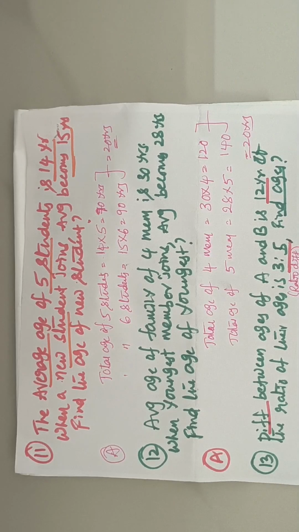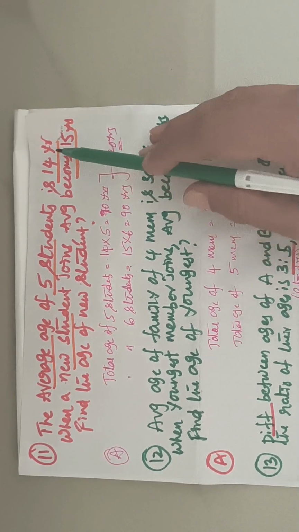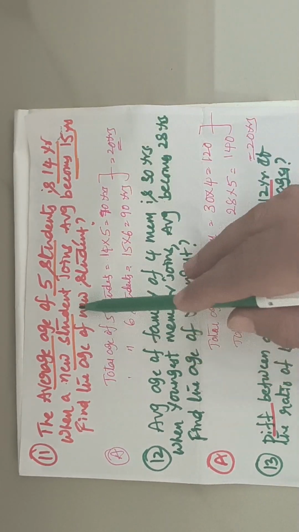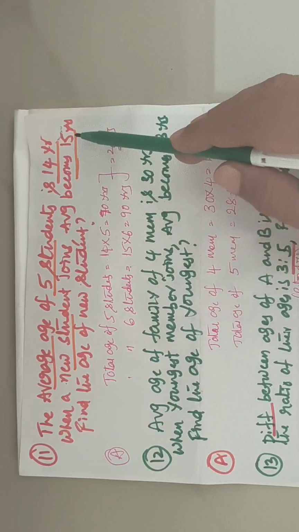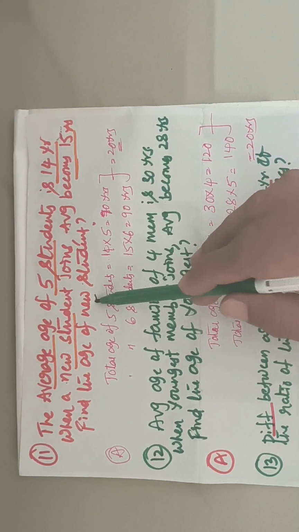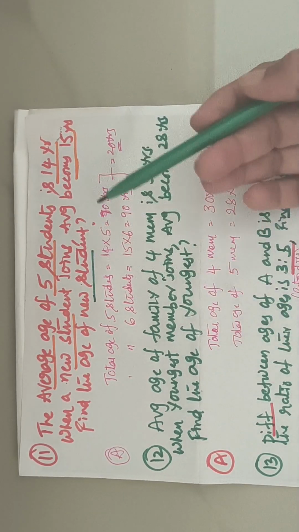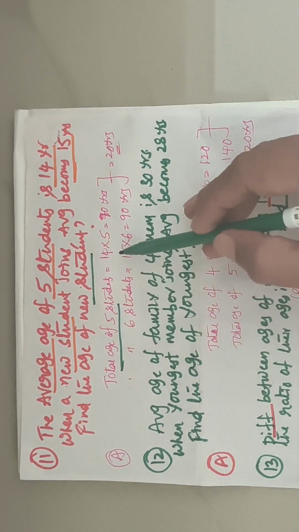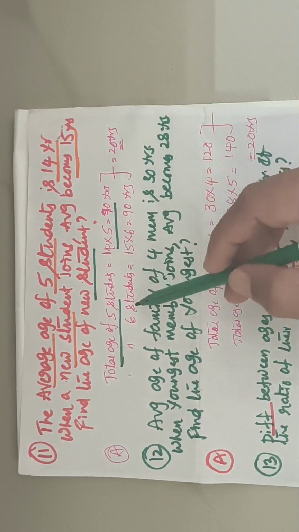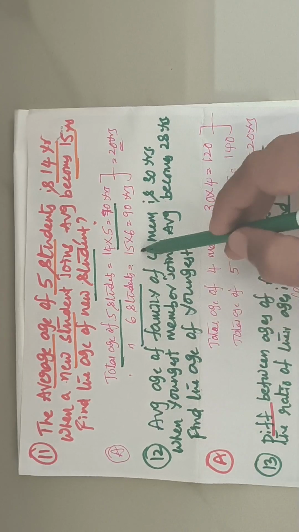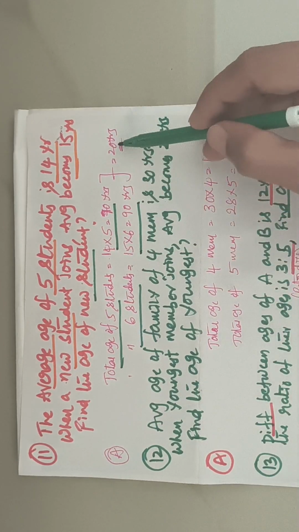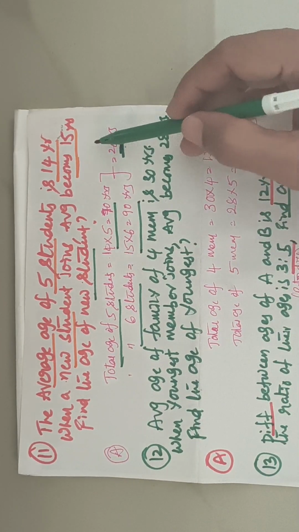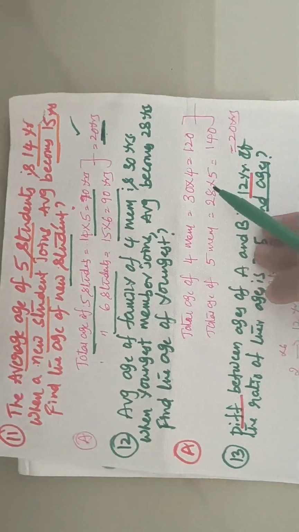Eleventh question. The average age of 5 students is 14 years. When a new student joins, average become 15 years. Find the age of new student. So this is simple. This is average based question. We have to find the total age of 5 students, that is 14 into 5, 70. The total age of 6 students, 15 into 6, 90. So difference is 20 years. This is the age of new student.